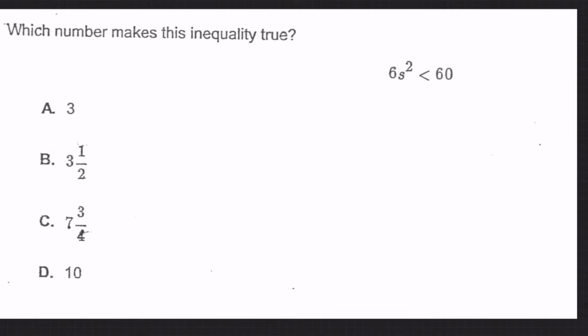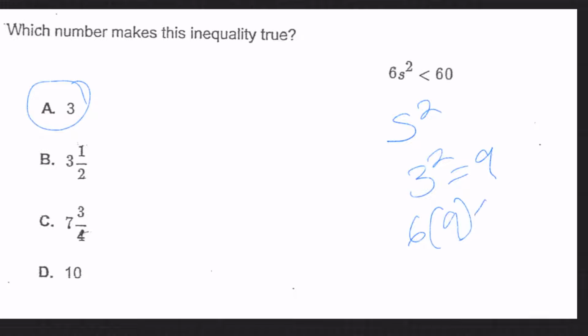First, let's start with the number that's squared. S is some number squared. Let's take the first answer, letter A. Letter A says 3. Well, let's do 3 squared. 3 squared is equal to 9, because 3 times itself, which is what squared means, is 9. Now let's plug 9 into the question. We've got 6 times 9 is less than 60. Well, what is 6 times 9? Well, 6 times 9 is 54.